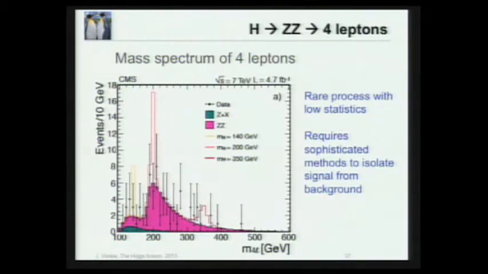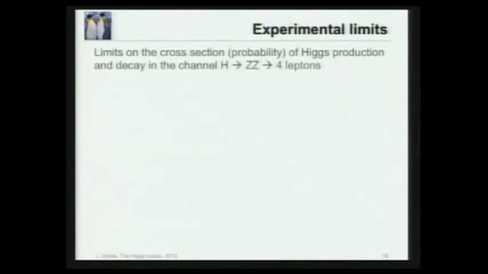Now, these lines here in color are a simulation of what I would expect if I have an X here of 140 GeV, here of 200, and here of 350. And you see that I would see a peak, but now these events here, do I see a peak here or not? So this is the problem when I have a small number of events: it requires sophisticated methods to isolate the signal from the background if I want to make full use of the data.